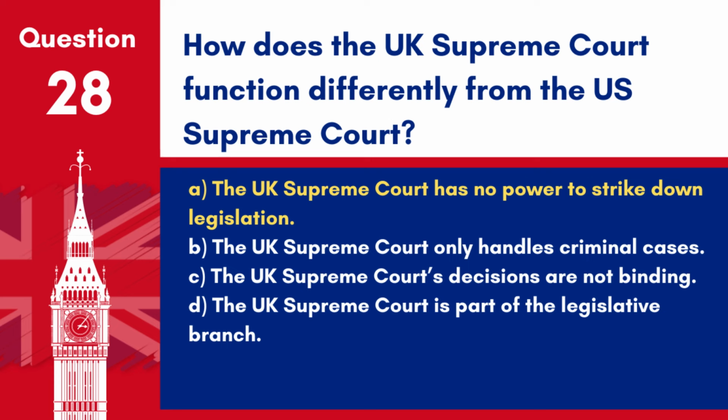Answer: A. The UK Supreme Court has no power to strike down legislation. Unlike the US Supreme Court, the UK Supreme Court does not have the authority to declare legislation unconstitutional.